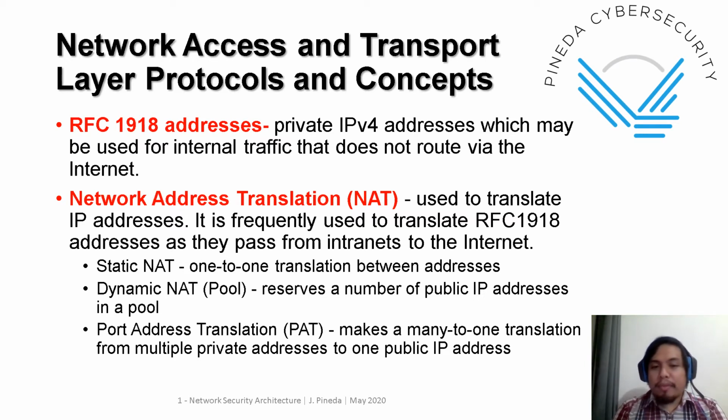So there are different types of NAT. We have static, which is one-to-one translation between addresses. We have dynamic, which reserves a number of public IP addresses in a pool. And then PAT, or port address translation, makes a many-to-one translation from multiple private addresses to one public IP address. So later on, when we design our security operations, this is one of the things that we have to consider. Are we going to use PAT? Because when you use PAT, this is very dynamic, and it's hard for you to do your tracking or your security analysis later on.